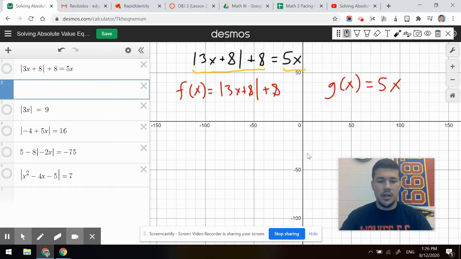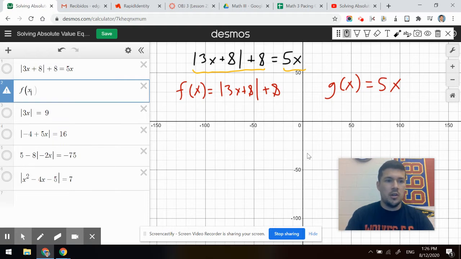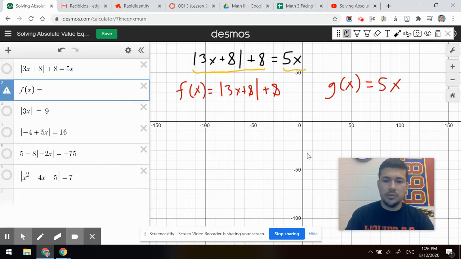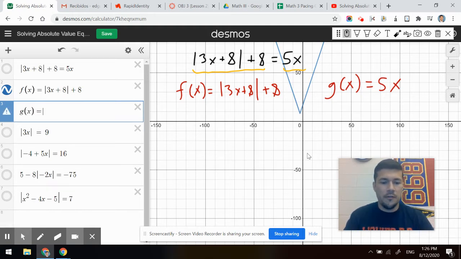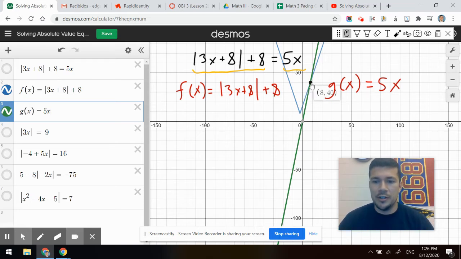All right, so I'm going to say f of x equals absolute value of 3x plus 8 plus 8. And there's my function, f of x. You can see it in blue. And then I'm going to say g of x equals 5x. There you see the function in green. The easiest thing to do is just to find the intersection. And there it is, 8 comma 40, which means the input 8 matches up with the output 40 for both functions. So that's the solution. So there's a review of graphing.